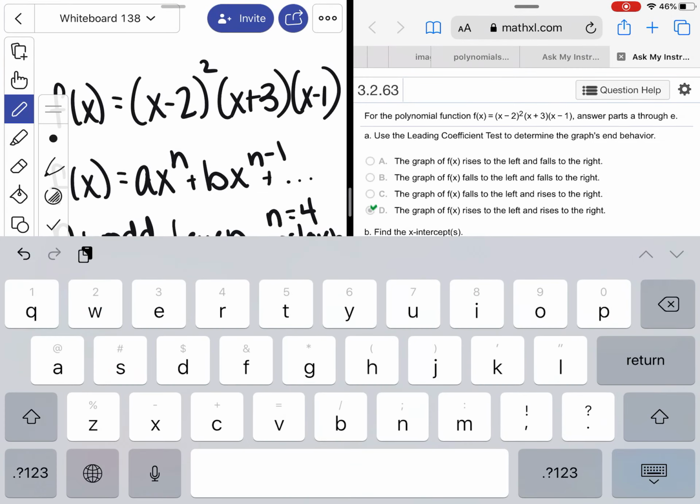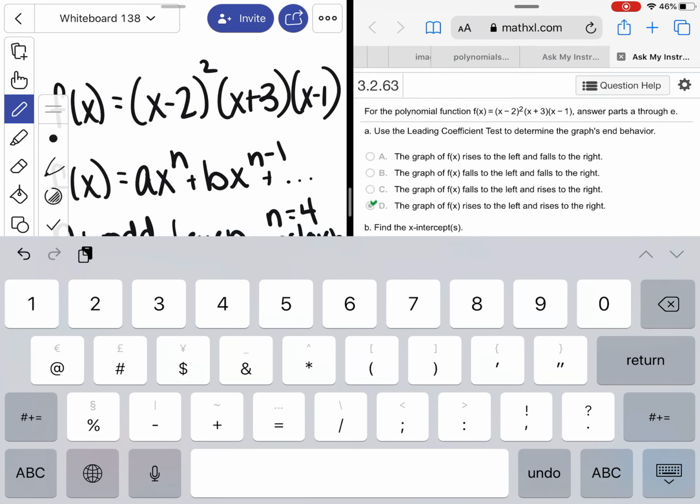I think I typed those in there right. Let's try it again. So we did -2, +3, +2, -3, and +1.